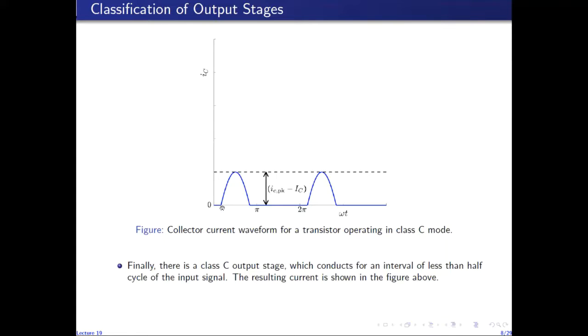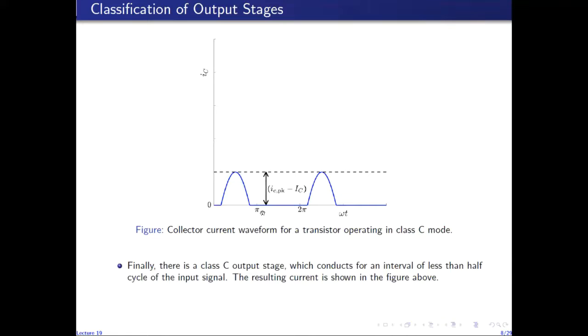So from 0 to 2 pi, it does not conduct from pi to 2 pi, and in the first half cycle from 0 to pi, it only conducts from this point onwards to this point in time. So it conducts for less than a half cycle of the input signal.